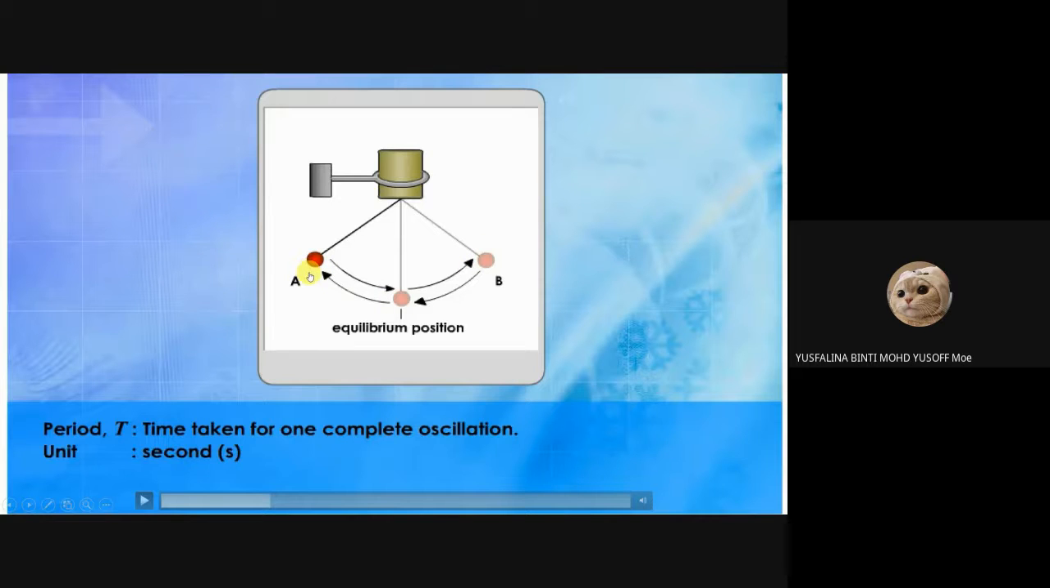Remember, we already did this experiment with the pendulum. If you want to take the time, you have to take the time for 20 complete oscillations, and then divide by 20 to find the period of the oscillation. So the period is the time taken for one complete oscillation, starting from point A and also ending at point A. That we call one complete oscillation. The symbol for period is T. The SI unit for period is the second.